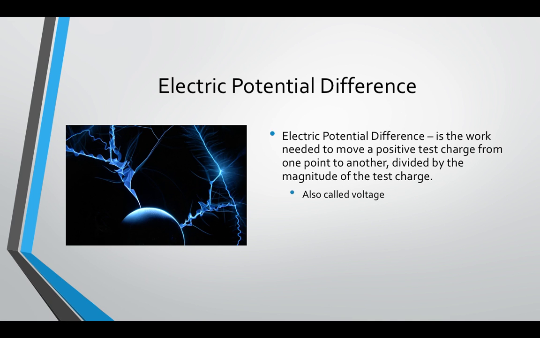Okay. Now this is also called voltage, and it's measured in volts. 1 volt is equal to 1 joule per coulomb. Joule is the unit that we normally use to measure work. Coulombs are the units that we normally use to measure charge. And the formula for electric potential difference is W divided by Q. That's work divided by charge.